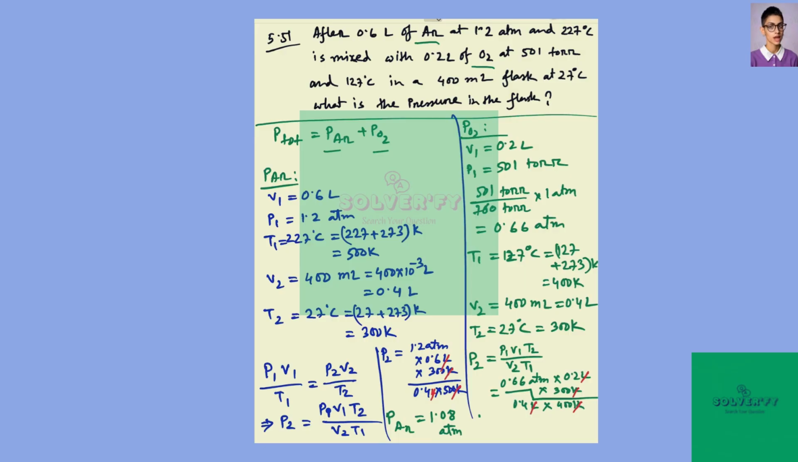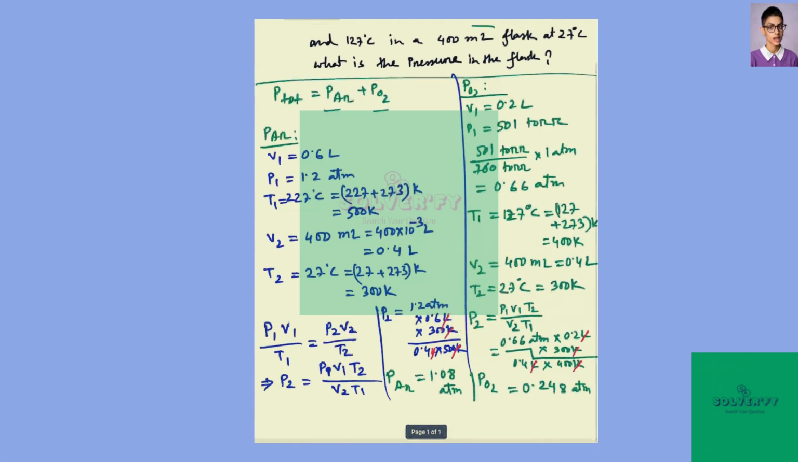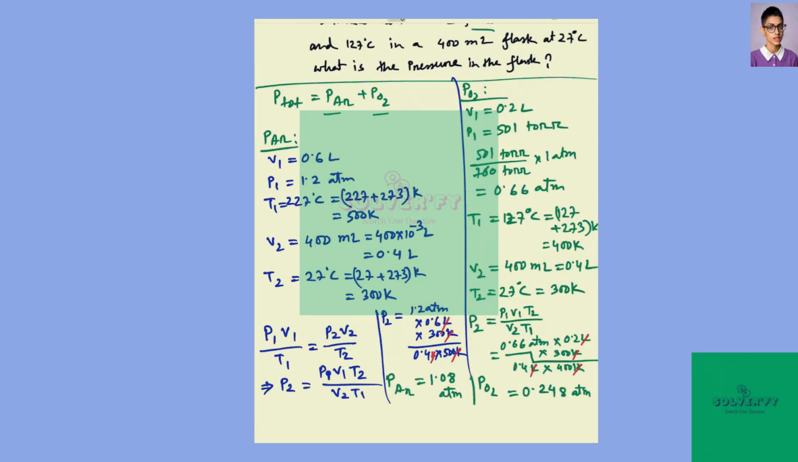Once we do the calculation, we see that the partial pressure of oxygen is 0.248 atm. Therefore, the total pressure in the flask is the summation of the partial pressures, which is 1.33 atm.